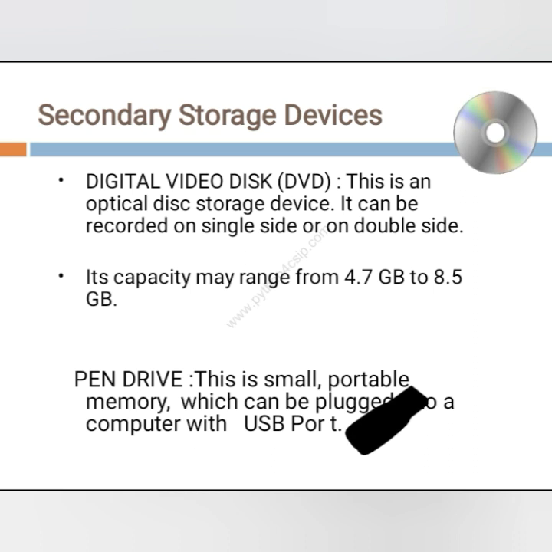Next is DVD. The full form is digital video disc. This is an optical disc storage device. It can be recorded on single side or on double side. And the capacity ranges from 4.7 GB to 8.5 GB. See how many bits, how many zeros or ones it can occupy. Then pen drive. This is a small portable memory which can be plugged into a computer with USB port.